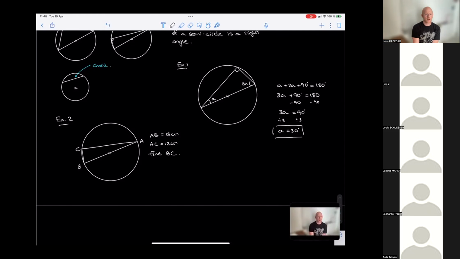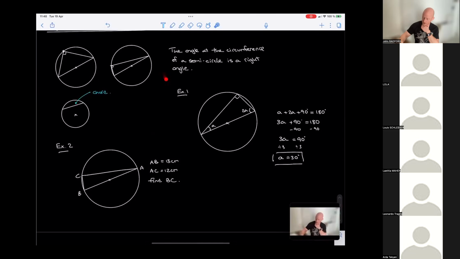Looking at this, what we notice is that BA, or AB, passes through the center. It's therefore a diameter. The point C is on the circumference of this circle, and therefore the angle at C is an angle at the circumference of a semicircle. We can therefore use this theorem, and state that the angle at C must be a right angle.